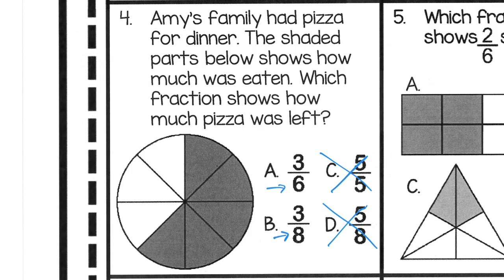But then how am I going to figure out which one of these denominators is correct? What do I need to do? I need to count the total number of pieces. 1, 2, 3, 4, 5, 6, 7, 8. Bottom number is 8. 3/8 is how much was left.